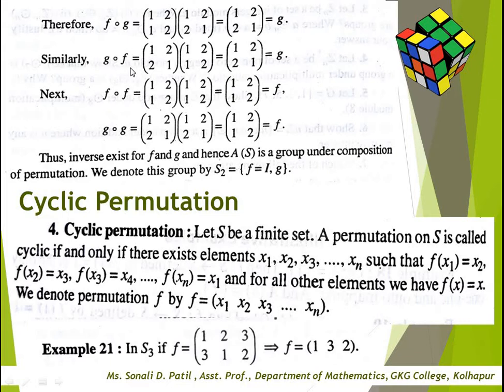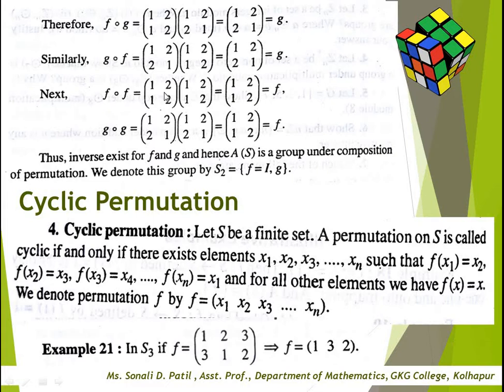Similarly, g∘f is equal to, here putting the values of g and f and starting the mapping. 1 maps to 2 and here 1 maps, and here 2 maps to 2. So what will we get? 1 maps to 2, and here 2 maps to 1 and 1 maps to 1. So what will we get? 2 maps to 1, and this is the value of g.